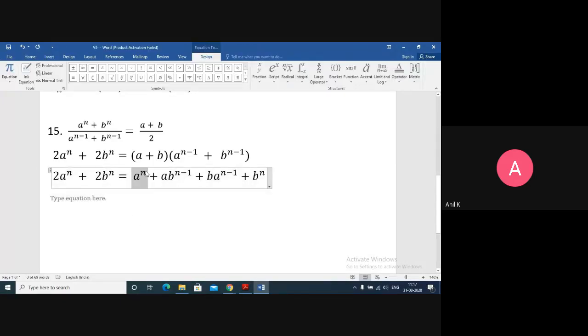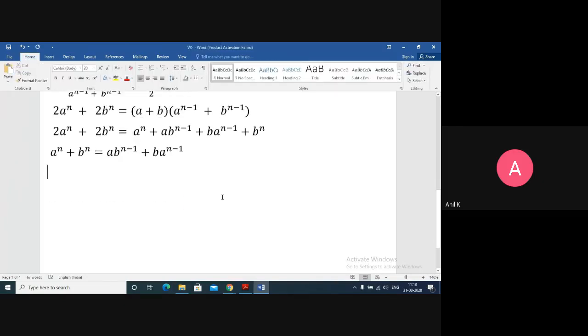Then I will be left with a to the power of n plus 2 times a to the power of n minus a to the power of n, which is nothing but a to the power of n only, minus 2 times b to the power of n, not minus, this should be plus. 2 times b to the power of n minus b to the power of n, so it will give you b to the power of n only, is equal to the 2 terms which are left out here will be on the right hand side only.